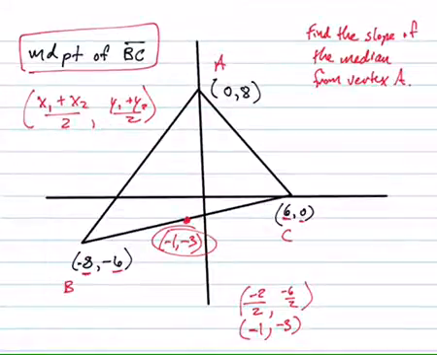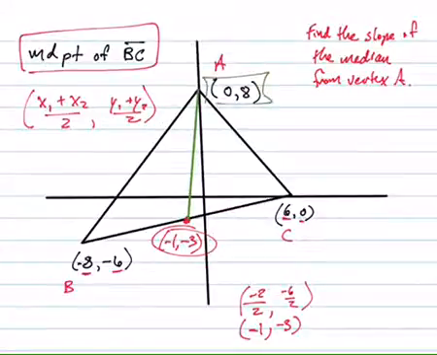The next part of this problem is they want us to find the slope of the median from vertex A. So from vertex A, I'll do this in green. The median from vertex A means it goes from there to that point, to the midpoint. That's why they had us find the midpoint first. So the slope of the median means just the slope of that line.